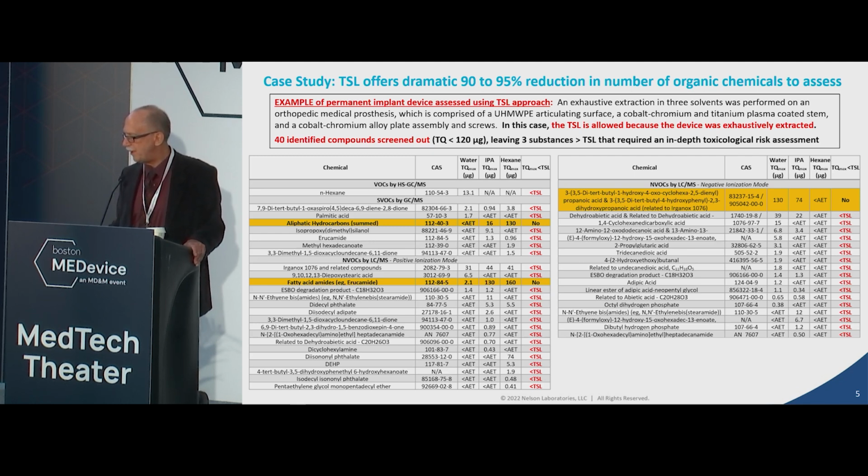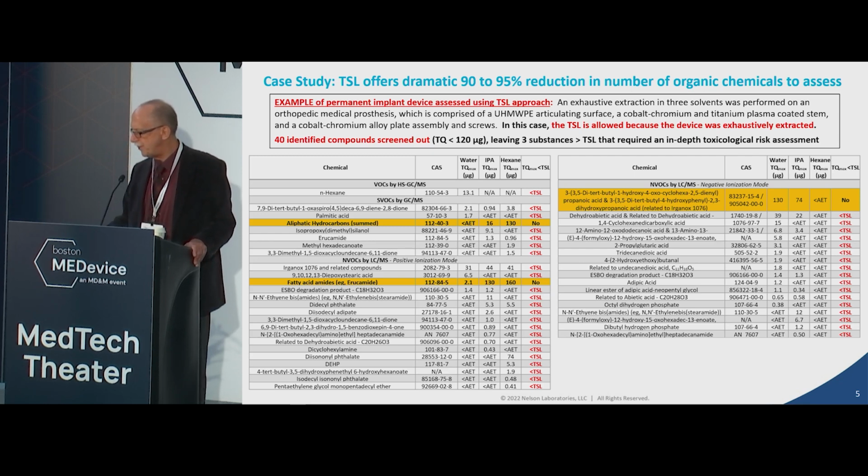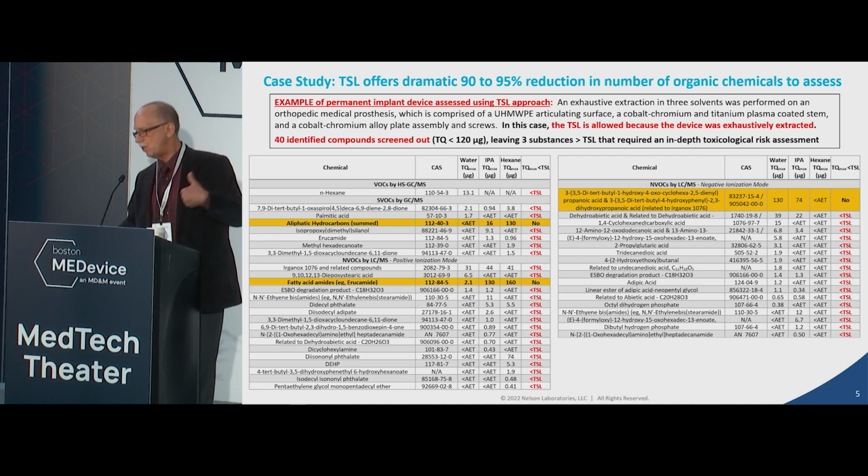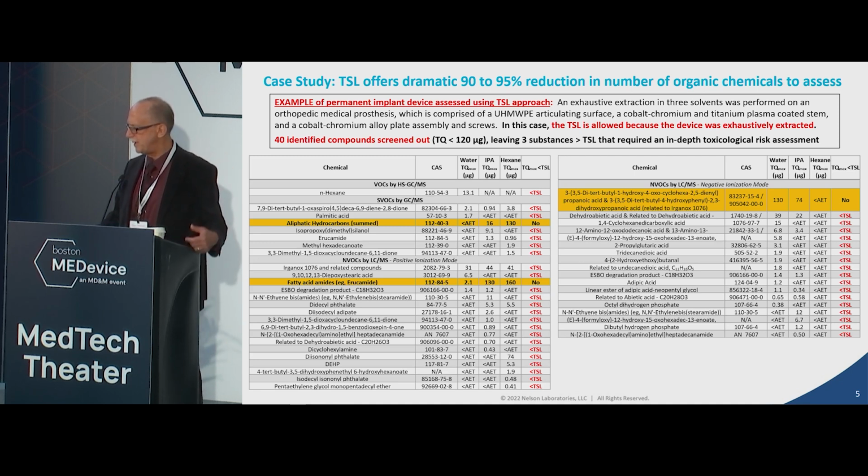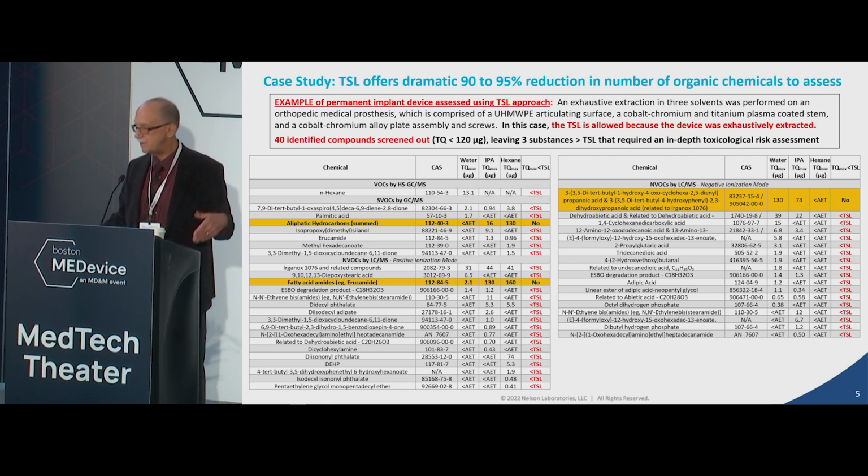There were 40 compounds screened out, listed as less than TSL in that table. Only 3 chemicals highlighted in yellow required an in-depth tox risk assessment. Now, emphasizing that to use this, it has to be a total quantity extraction, and total quantity usually means exhaustive. So in this implant, it was tested with exhaustive extraction for chemistry. That's why we're allowed to use the TSL.